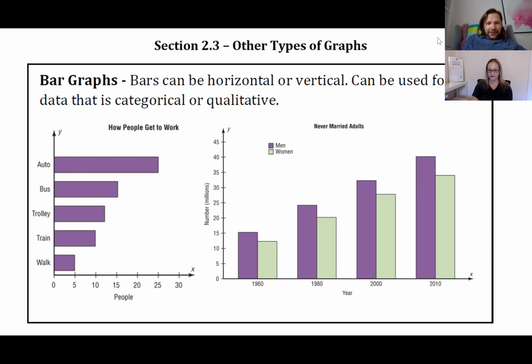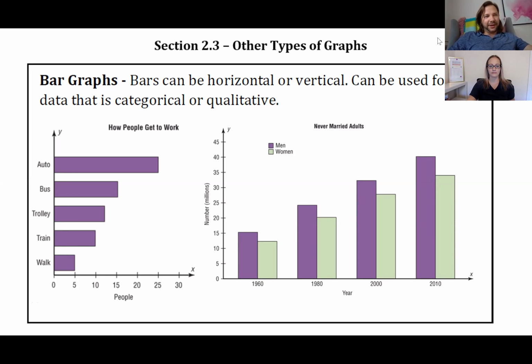So welcome back. We're going to cover section 2.3, other types of graphs. So the first part of this section, we're going to just kind of show you some different types of graphs. They're all pretty straightforward, but we'll describe some of the rules that are just good ideas in creating these graphs.